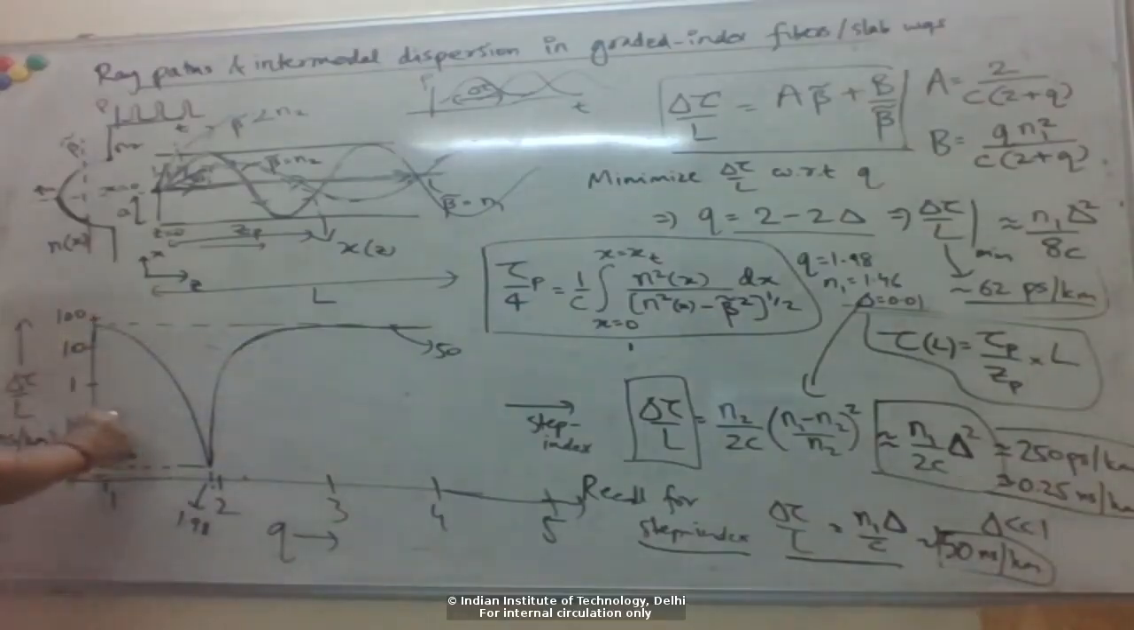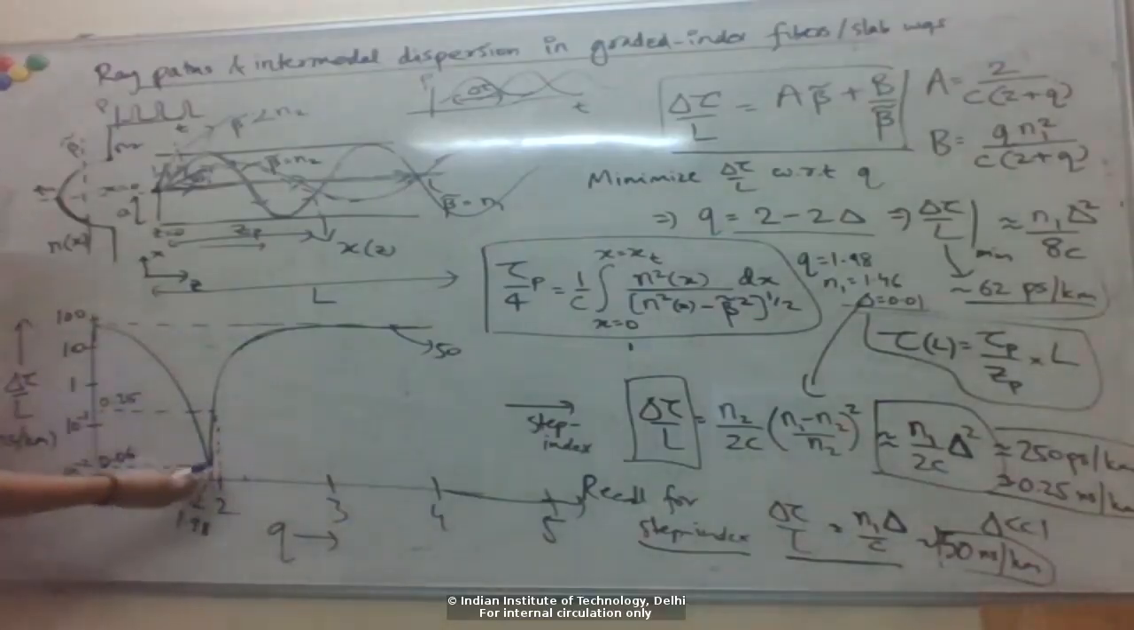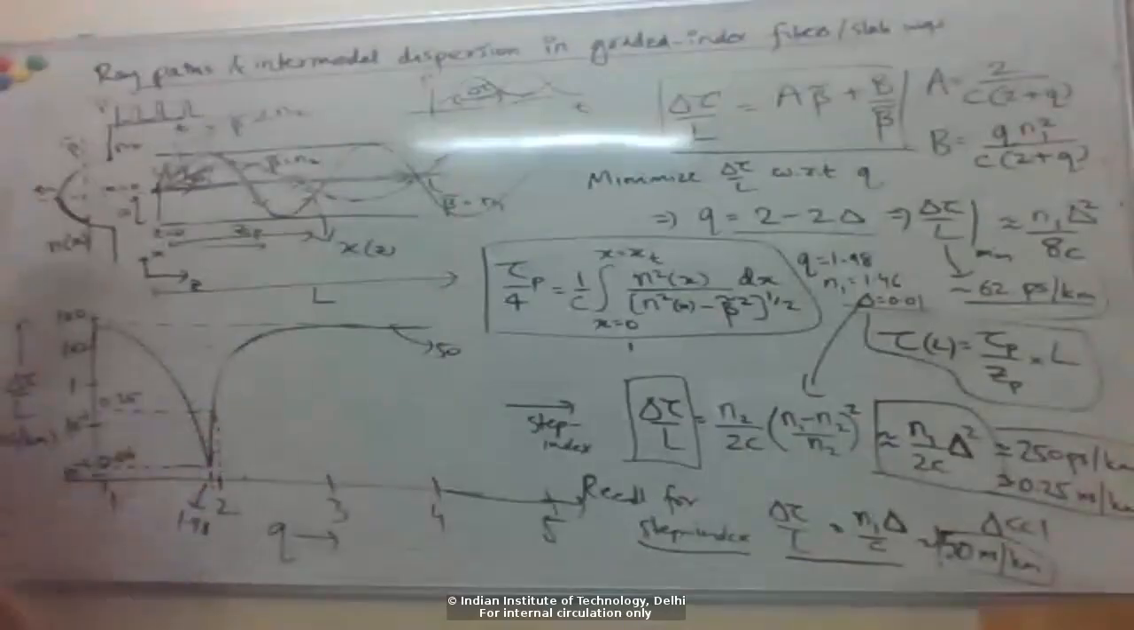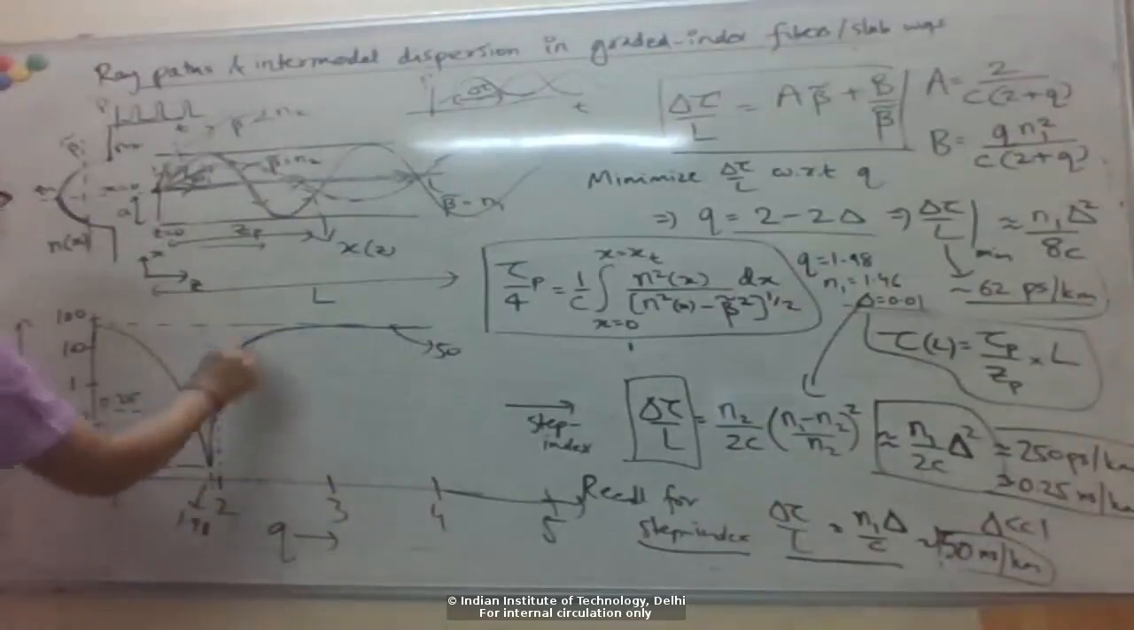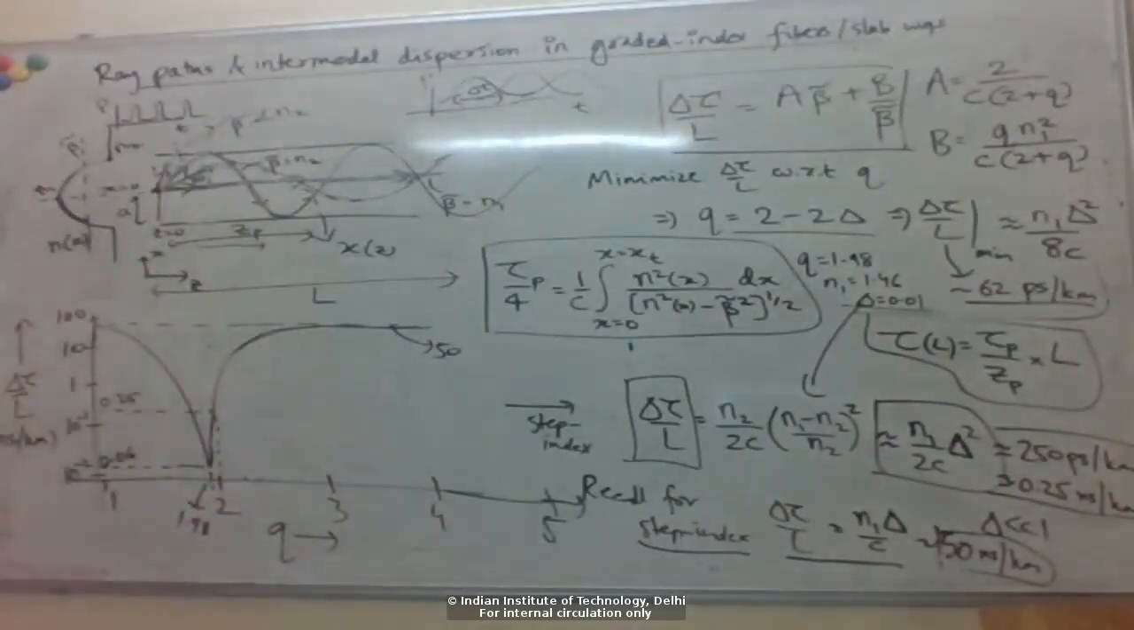So at 2 you are here, somewhere like 0.25. Practically, they aim for something around 2. So you don't want to deviate too much from 2. Even if you go to like 2.2, 2.3, suddenly you are almost close to the step index value.